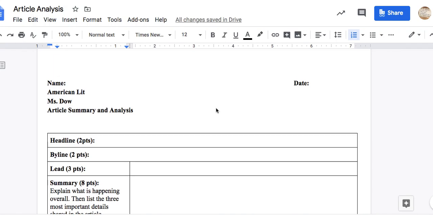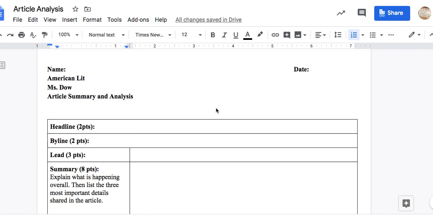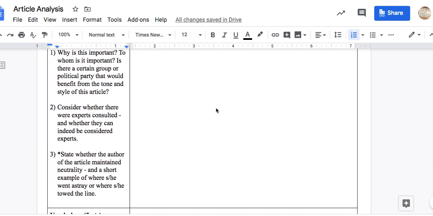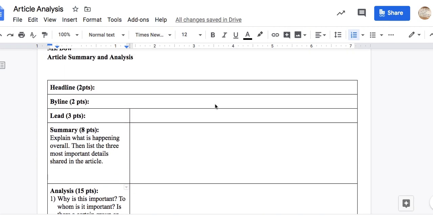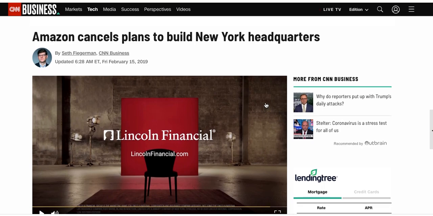What I mean by the article analysis is that I want you, using this template, to go ahead and fill out all of these boxes. All right, so the first one is the headline. Now the headline is the main part of the article that catches your eye, right?